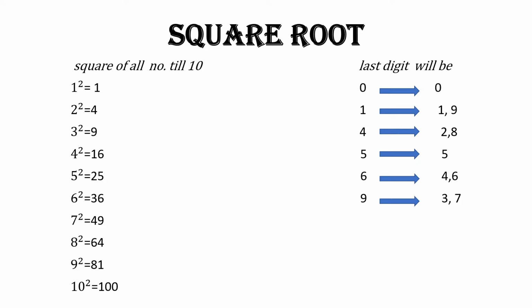1 comes as a last digit when you take the square of 1 and 9. If you take the square of 1, you have the answer 1, and if you take the square of 9, you have the answer 81. So 1 is the last digit when you take the square of 1 and 9. Likewise, 4 will be the last digit when you take the square of 2 and 8, and 5 will be the last digit when you take the square of 5 because it's the only one. If you take the square of 4 and 6, you will get 6 as a last digit. If you take the square of 3 and 7, you will get 9 as a last digit.